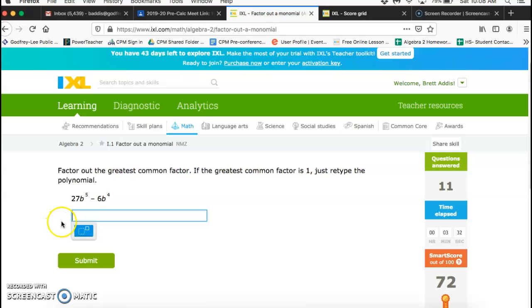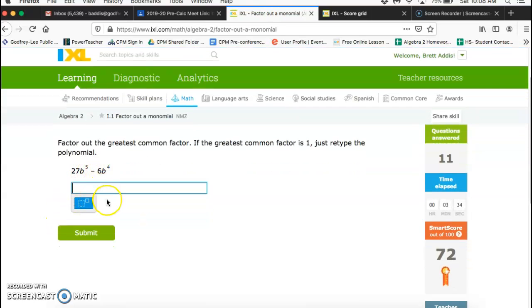Getting a little trickier here. 27 and 6 have a 3 in common. B to the 5th and B to the 4th. 4 is the lowest exponent, so I'm going to keep that. Okay, 3 times 9 is 27. I need one more B there. And 3 times 2 is 6.